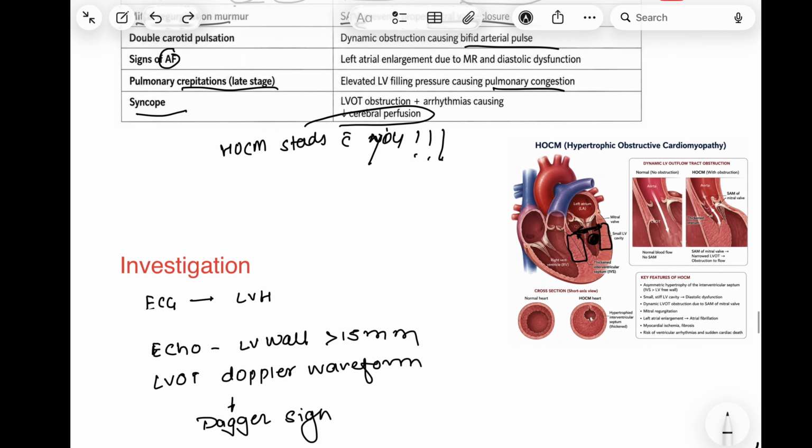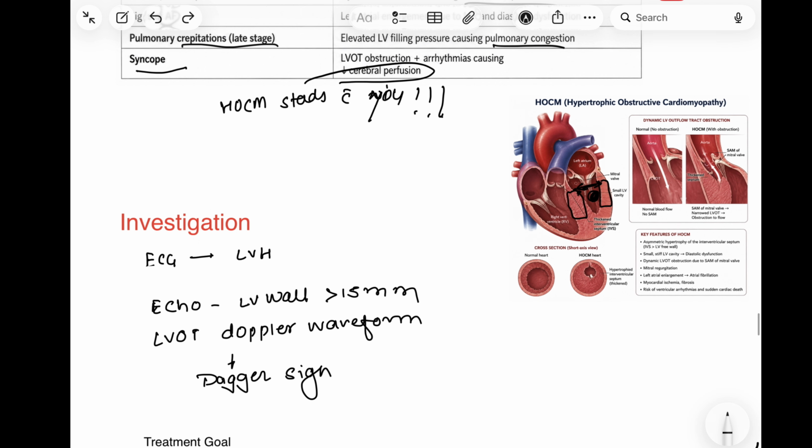Moving ahead, what are the investigations that we can do in HOCM? The first one is the ECG, which shows LVH, right? What are the ECG findings in left ventricular hypertrophy? We can get deep S in V1, tall R waves in V5, V6, and S waves in lead I and aVL as well, right? So left ventricular hypertrophy we can diagnose on ECG.